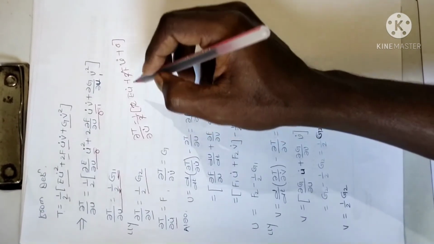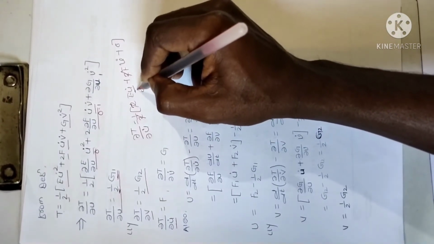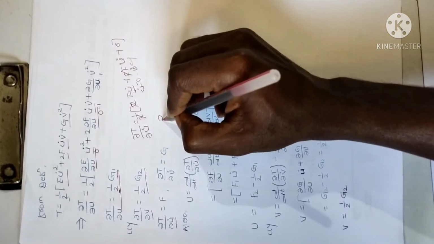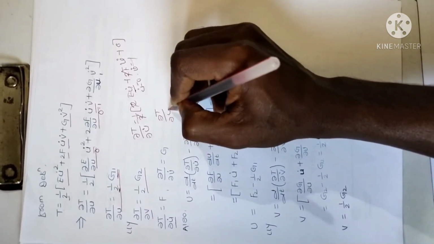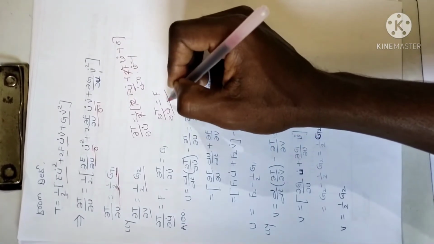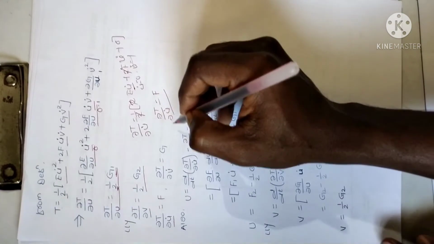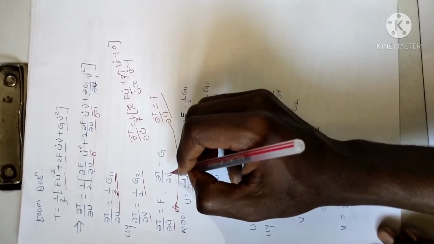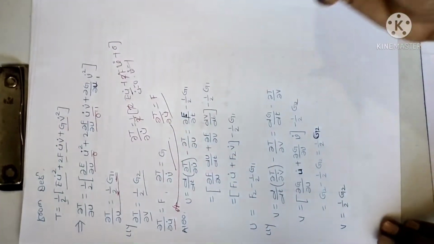Substitute the value of u dot is equal to 0 and v dot is equal to 1. So ∂T/∂u dot is equal to capital F. So ∂T/∂u dot is equal to capital F here. Similarly, we can prove ∂T/∂v dot is equal to G.